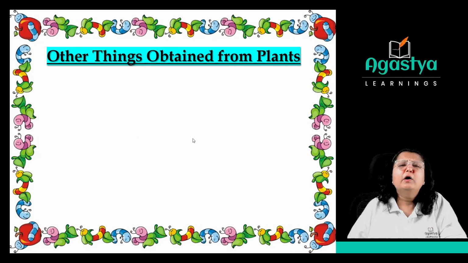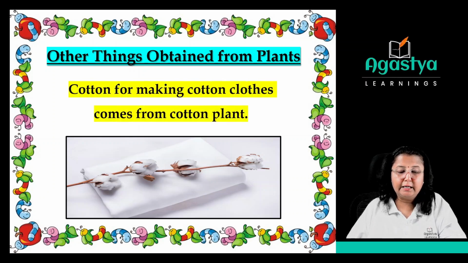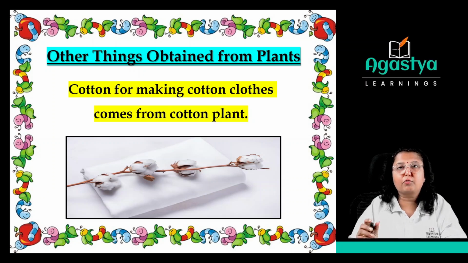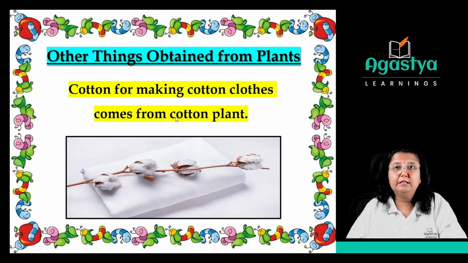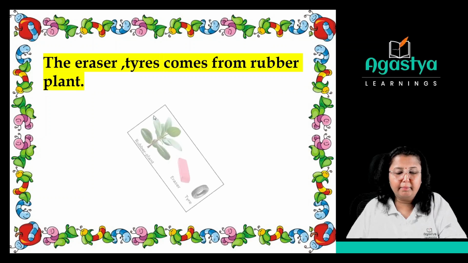So, other than this, we are getting many more things from plants. Let's see which other things are obtained from plants. First, from the cotton plant, we get cotton fiber, and we get cotton clothes. Cotton for making cotton clothes comes from the cotton plant. First it is converted into fiber, then into thread, and from the threads we get the cotton clothes. Erasers and tires come from the rubber plant.